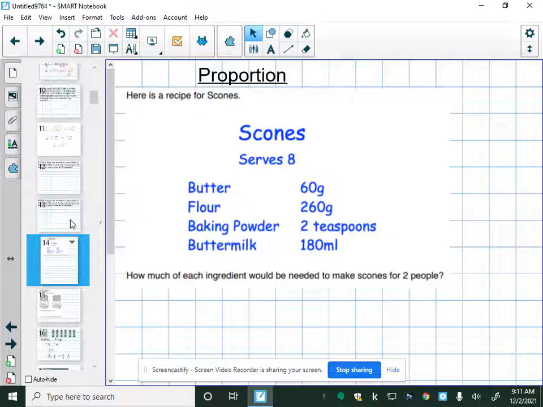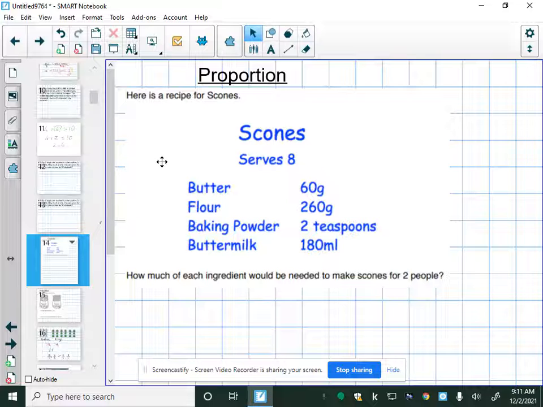Okay, so in this video, we're going to look at proportion questions. A proportion tells you how many times bigger or how many times smaller one item is compared to another. An example of where we will see proportion used is when it comes to recipes. Here we have a sample question.